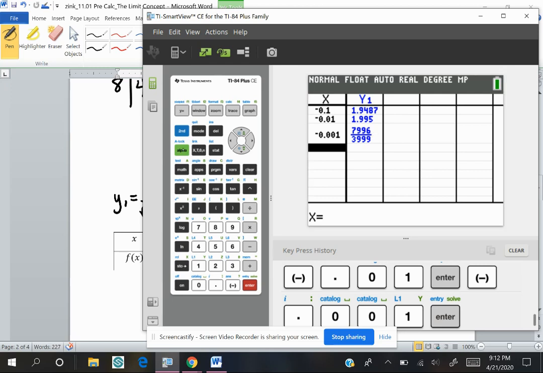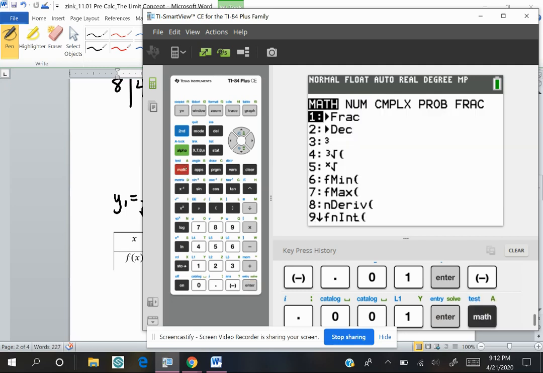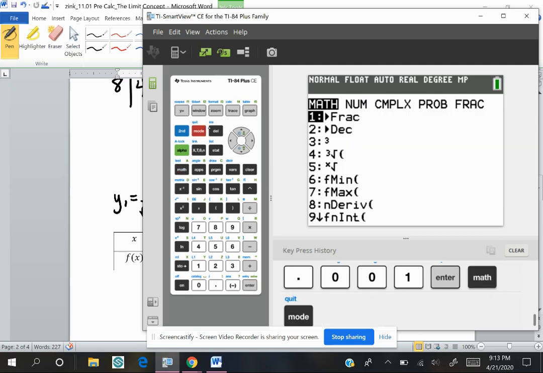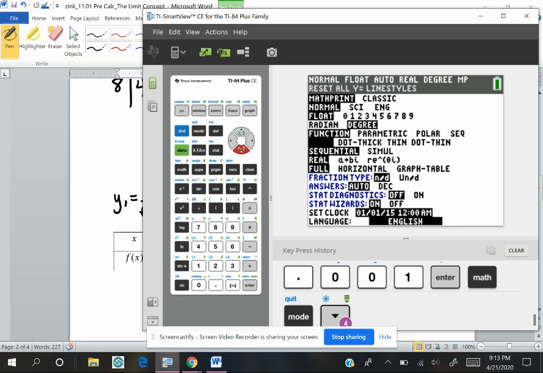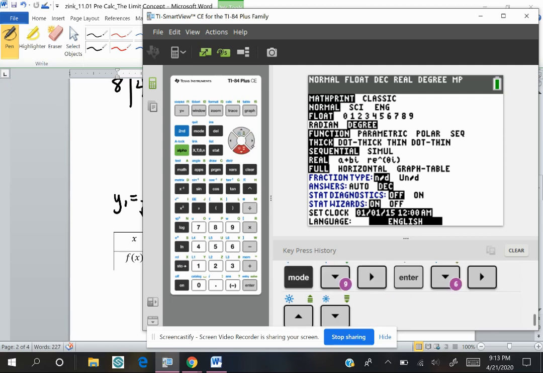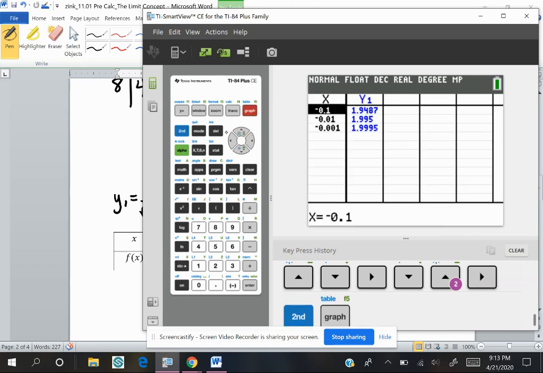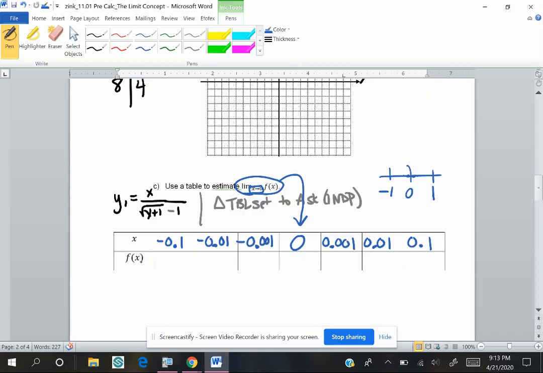So if you have an older calculator, it probably gave it to you as a decimal. If you have a newer calculator, you might want to set your answers to decimal. Should work. Sometimes there's separate table settings too, but I don't see that here. Okay, so let's go back. There we go. And now do the other 3 as well. So pause the video, do that, fill them in, and check back with me.